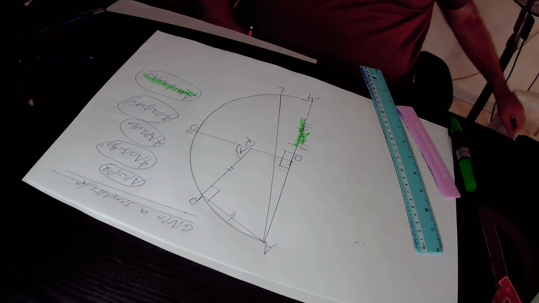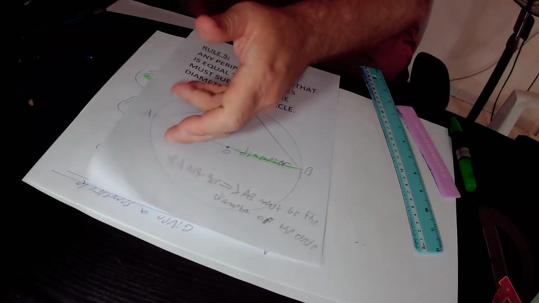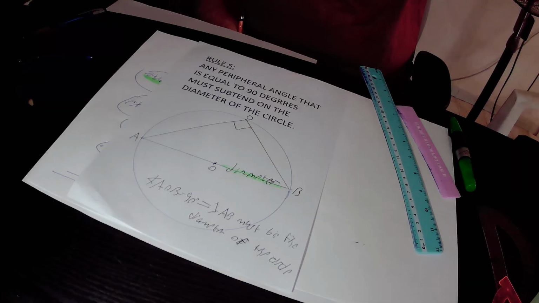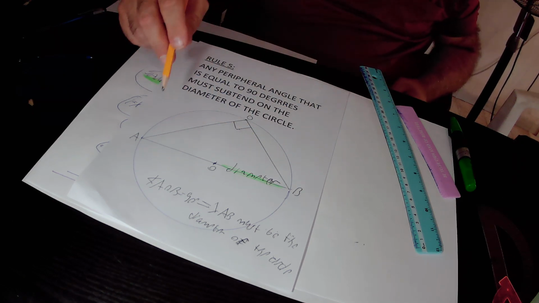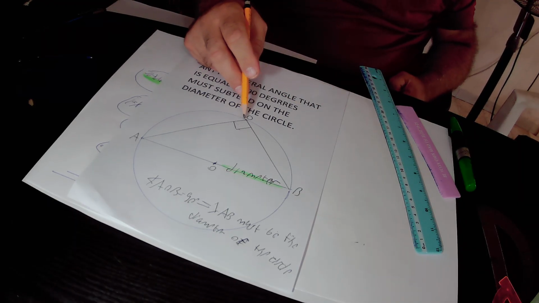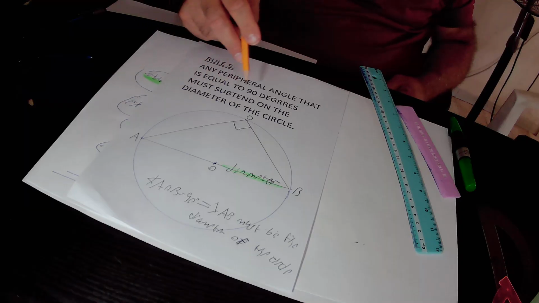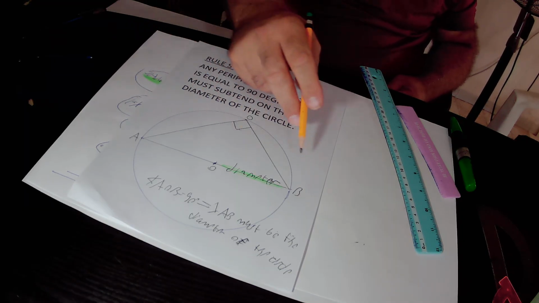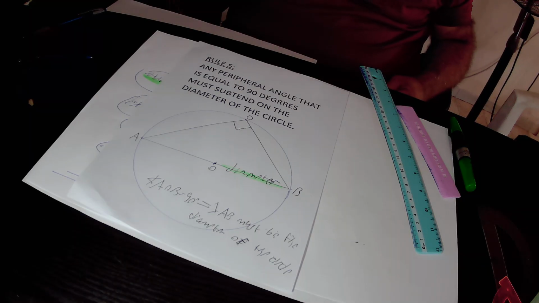So we click on rule 5. According to rule 5, any peripheral angle that is equal to 90 degrees must subtend the diameter of the circle. So in the drawing, we have a circle. This is peripheral angle AOB that is equal to 90 degrees in its size, and therefore peripheral angle AOB must subtend the diameter of the circle, and indeed AB is the diameter of the circle.